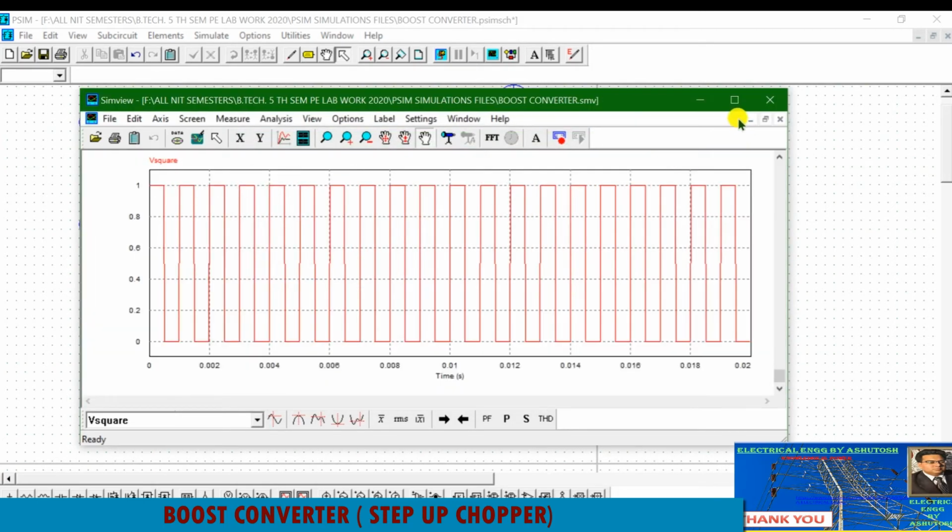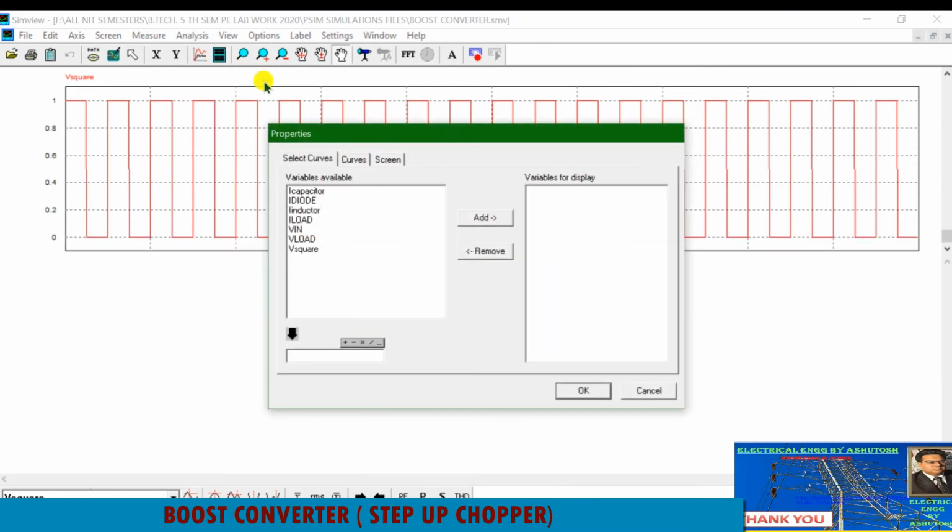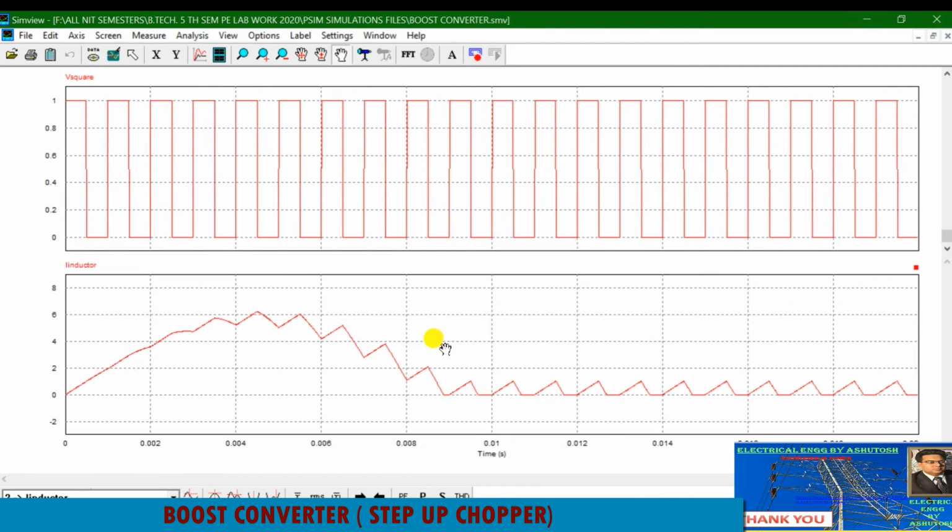So this is basically the square wave generated. You can change the frequency as well. Later we will change the frequency and see what happens. Now you can select the inductor current. What is the inductor current? This is the inductor current. You can see this is the charging current, then discharging current, charging and discharging, and it takes place.